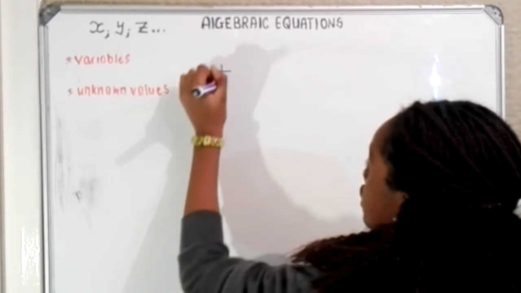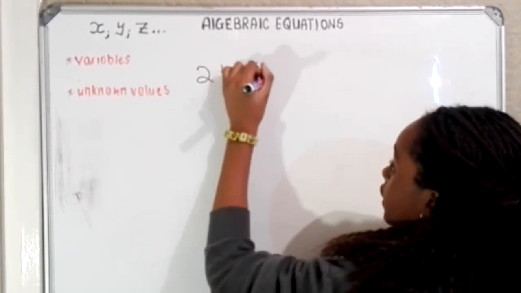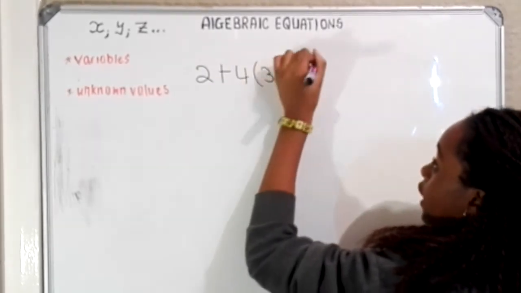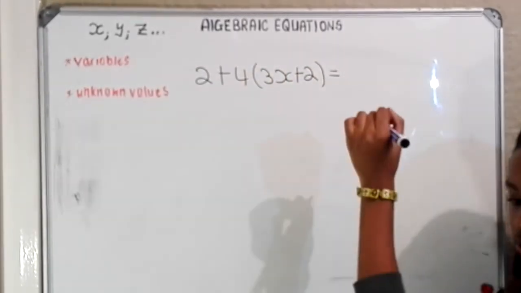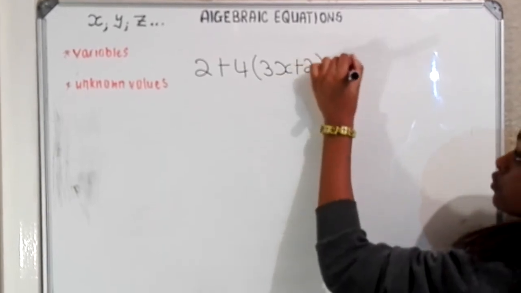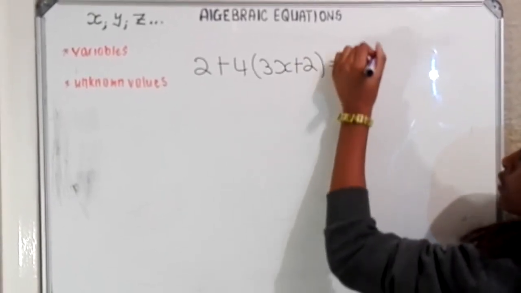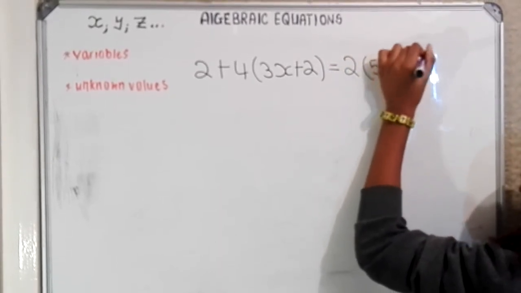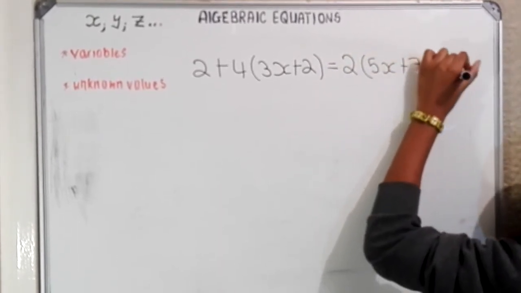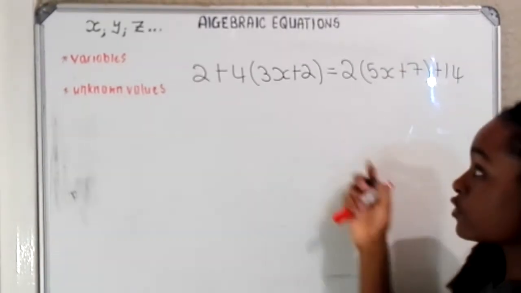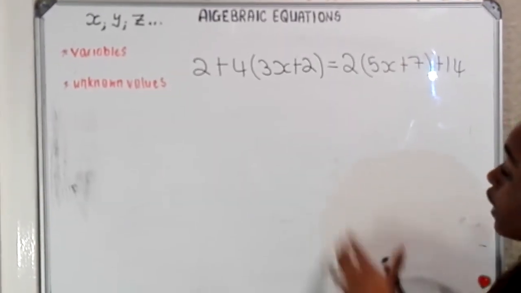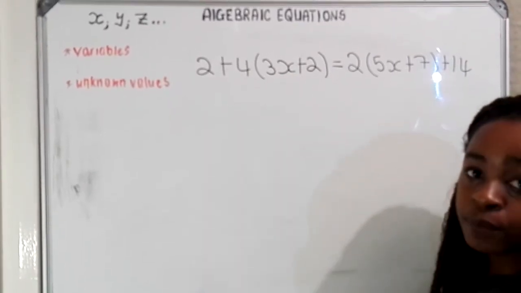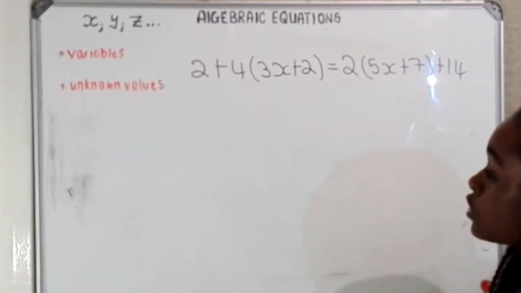So let's try this one. So you have 2 plus 4 brackets 3x plus 2, okay, is equal to 2 brackets 5x plus 7 plus 14, okay? So feel free to pause this video and try this on your own, alright? So even though we have two parentheses on both sides, we still do the same thing that we did before, which was the distributive rule.